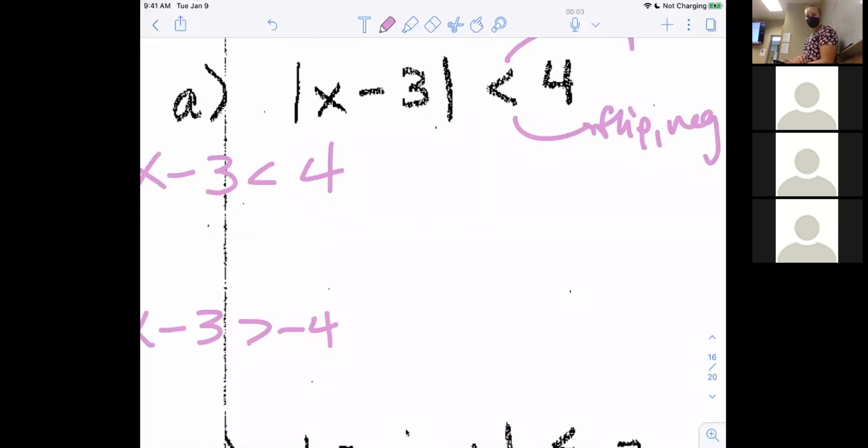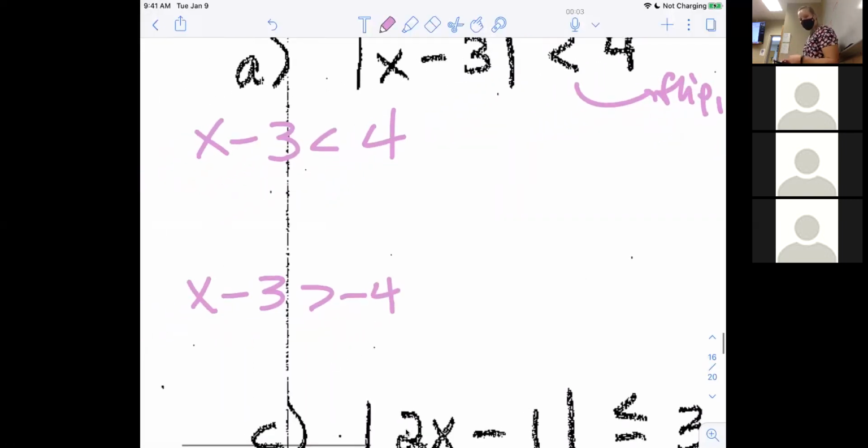Okay, now that we're here, we want to start solving. So I'm going to do one at a time. So the first one, I'm going to add 3 to both sides. So x is less than 7. And then for the second one, I'm going to add 3 to both sides also, and I get x is greater than -1.